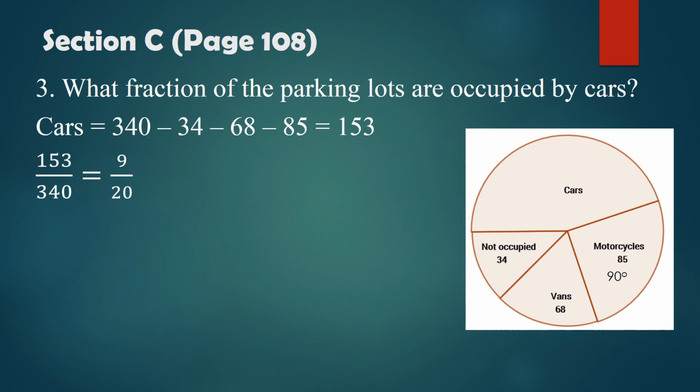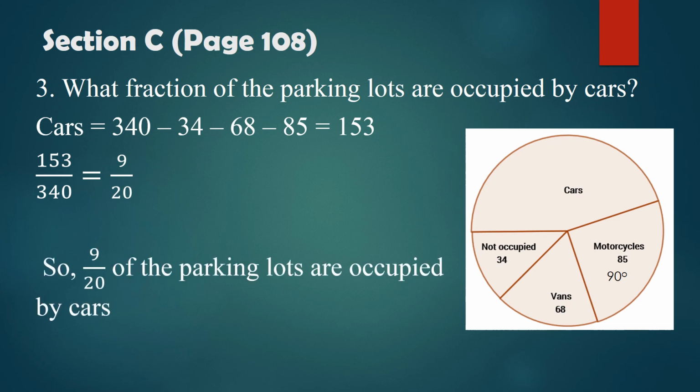So if you want to find the fraction of the parking lot occupied by cars, you have to take the number of cars divided by the total number of parking lots. And when you simplify to the simplest form, you get 9/20. How can you simplify it? You have to find the common factor of 153 and 340, and then you get 9/20. So 9/20 of the parking lot is occupied by cars.